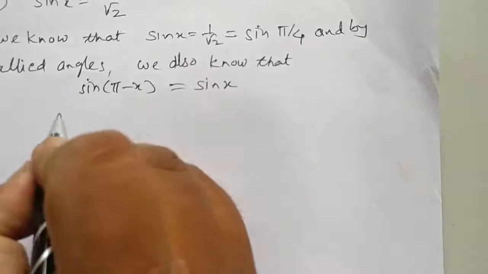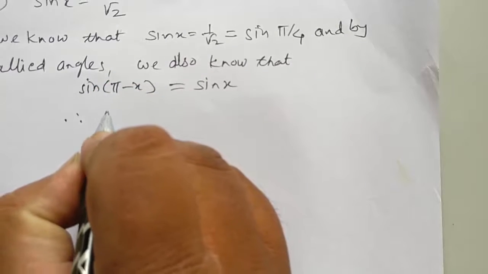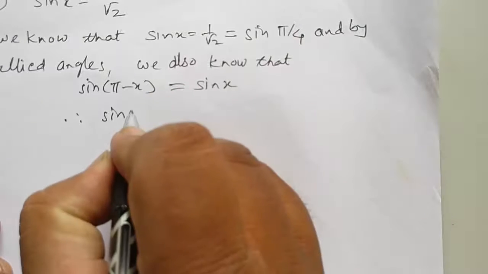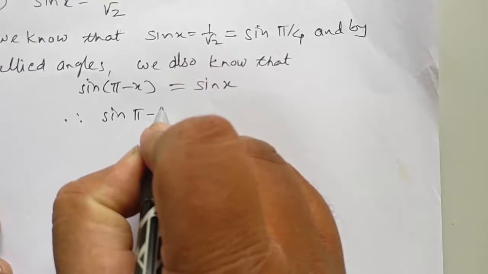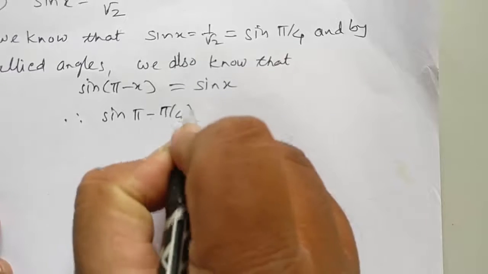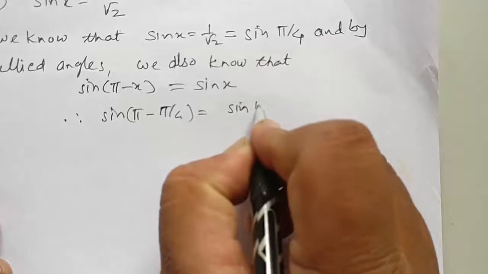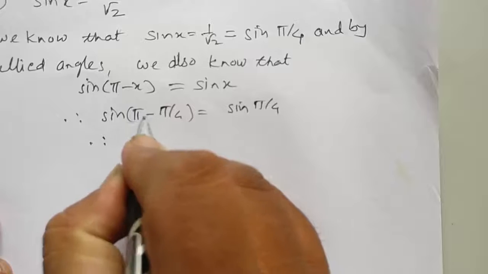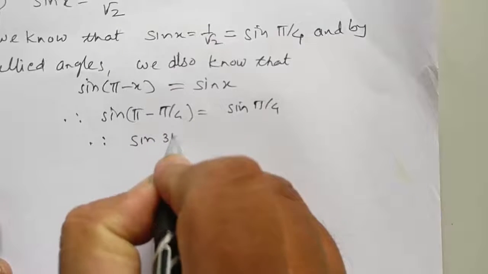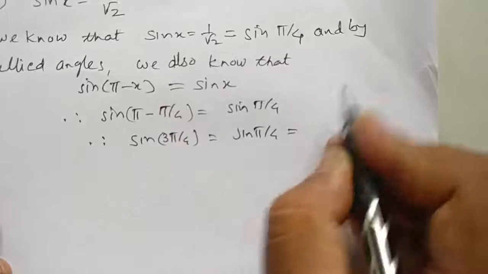Therefore, sine of pi minus pi by 4 is equal to sine of pi by 4. So sine of pi minus pi by 4, which is 3 pi by 4, is equal to sine of pi by 4, which is equal to 1 upon under root 2.